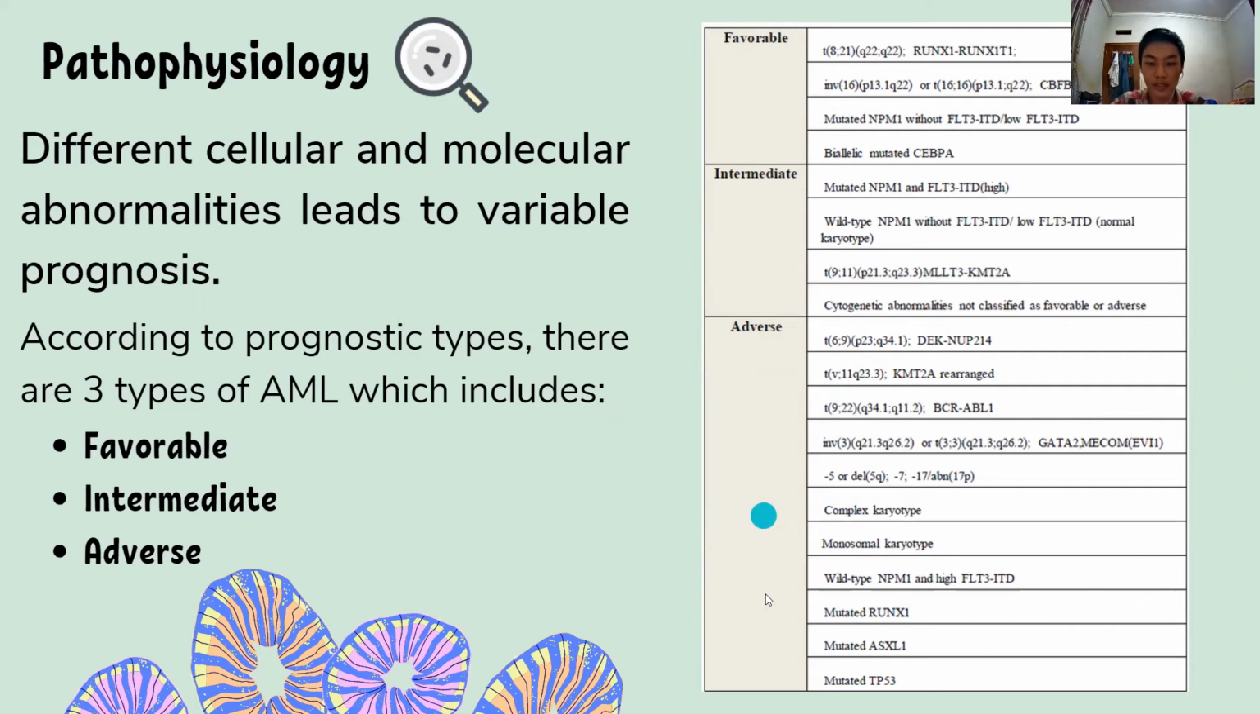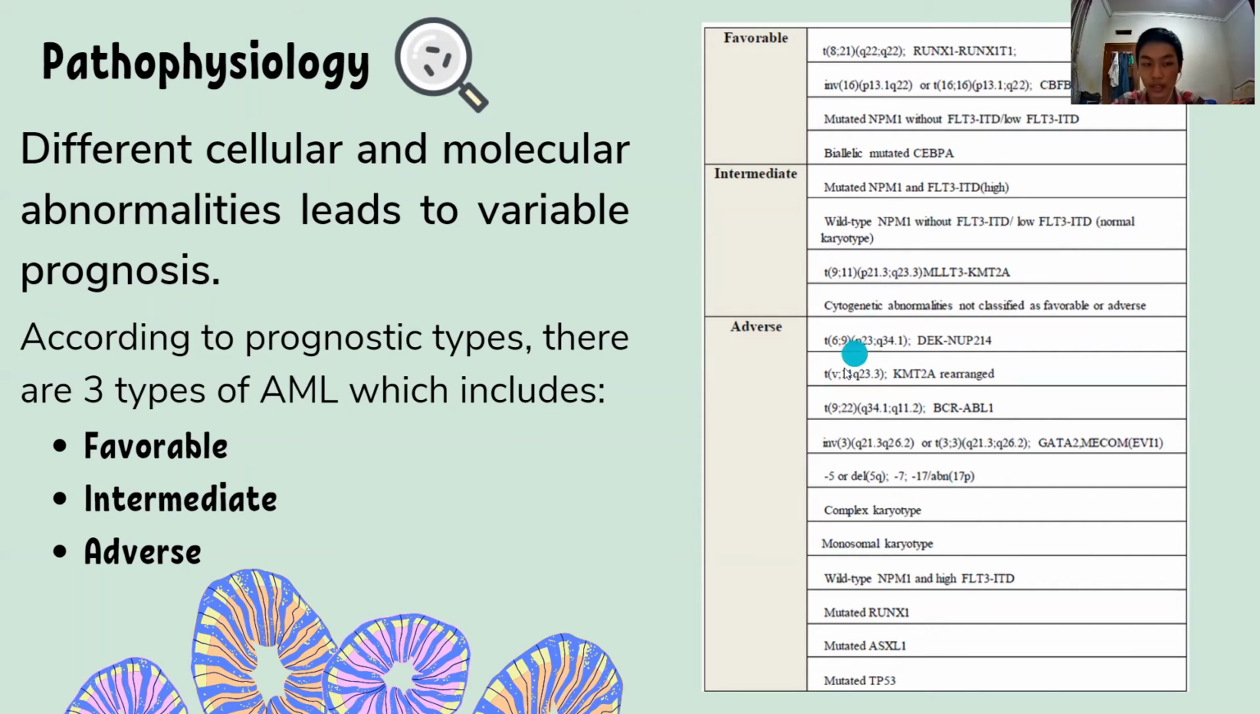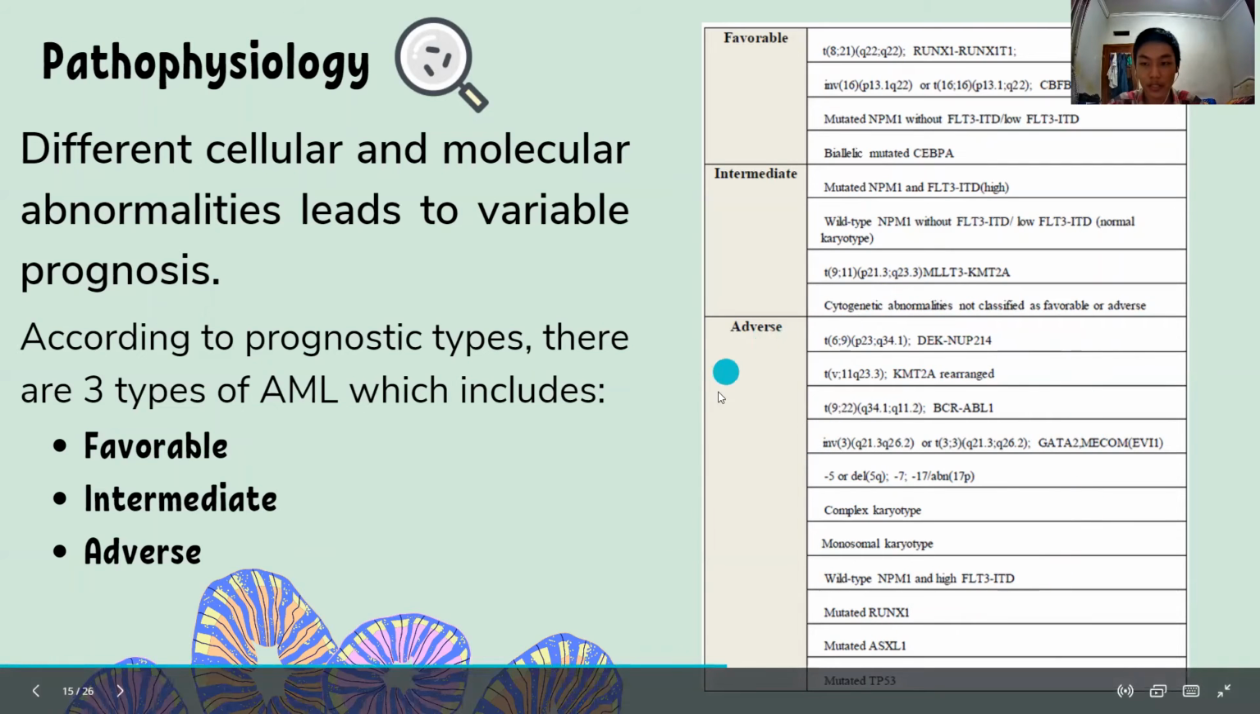So on the table on the right, you can see what kind of abnormalities can affect the prognosis. For example, a favorable prognosis can be caused by translocations of chromosomes 8 and 21 and several other mutations, while the adverse can be caused by translocations of chromosomes 6 and 9 and several other mutations, which can be seen in this table.